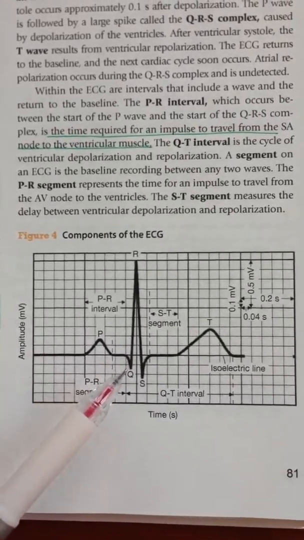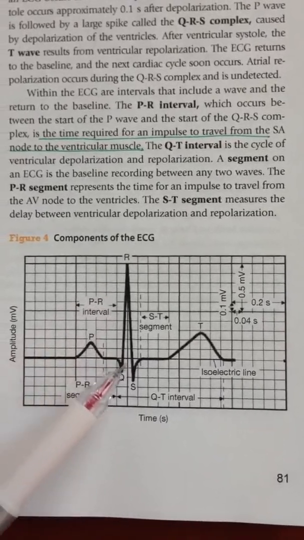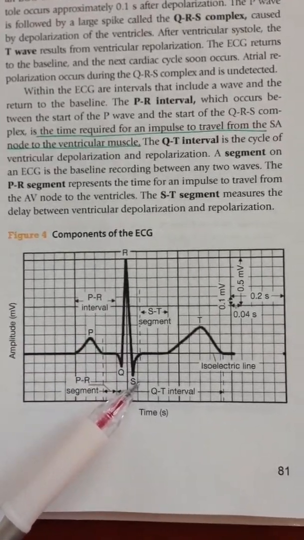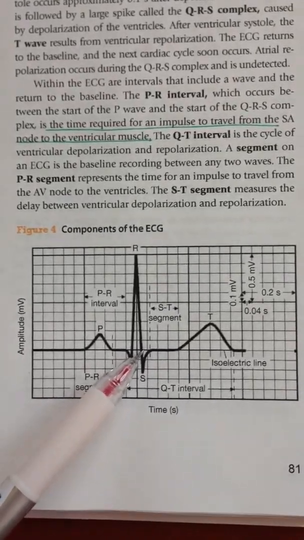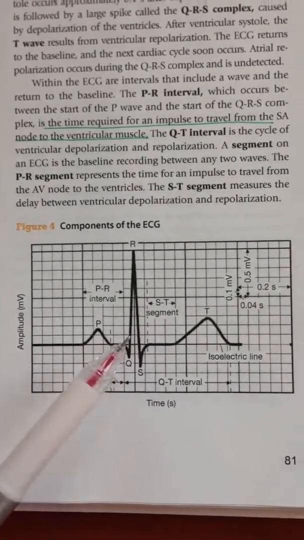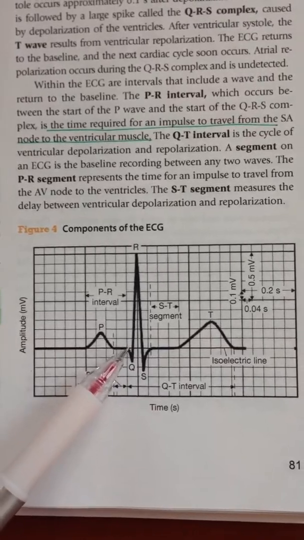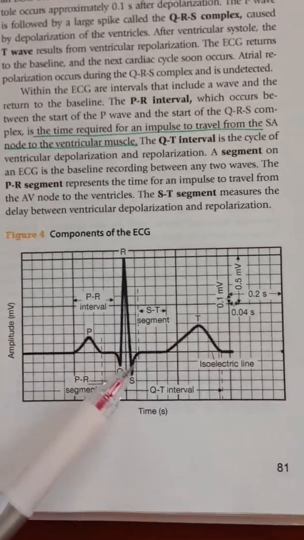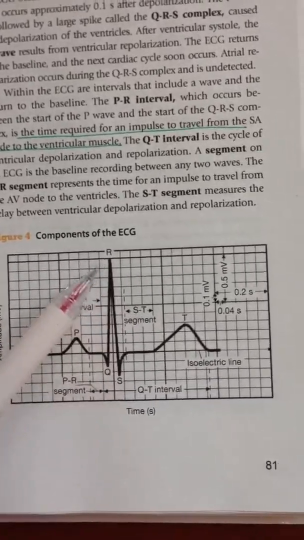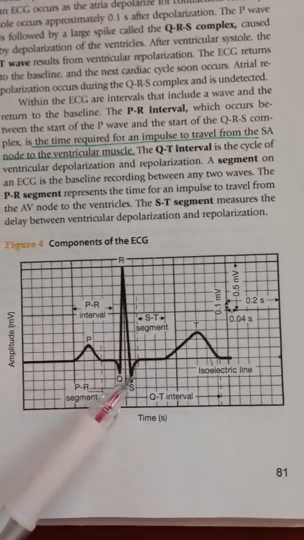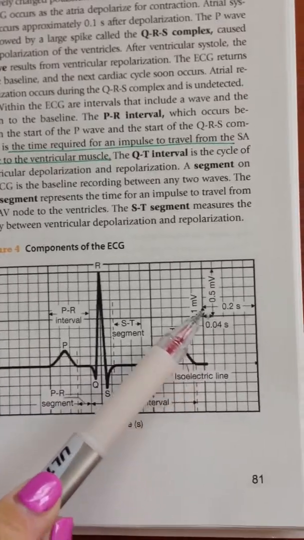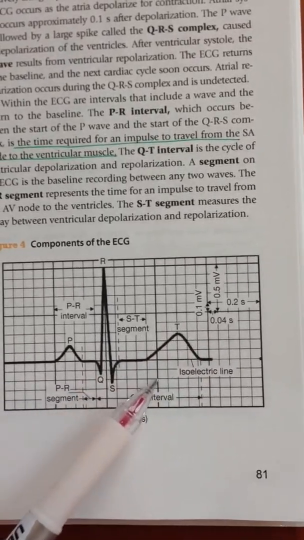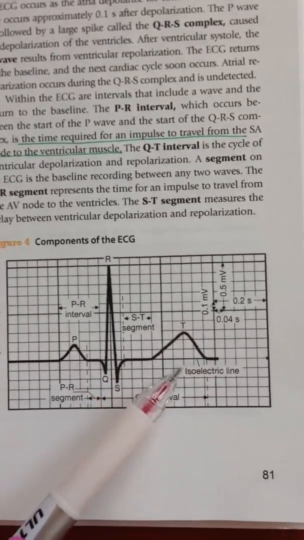And then the QRS is where the ventricles depolarize. At the same time, which is not noticeable, there's atrial repolarization that occurs, but you can't see that because it's smaller, and this QRS wave masks the repolarization of the atria. Then over here, the T wave is where the ventricles repolarize.